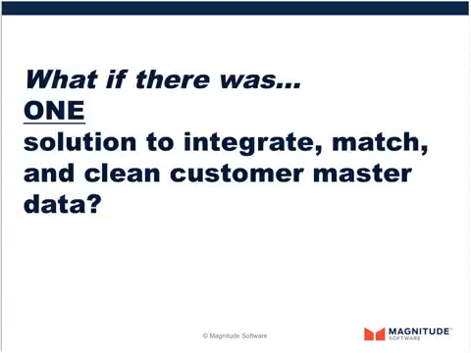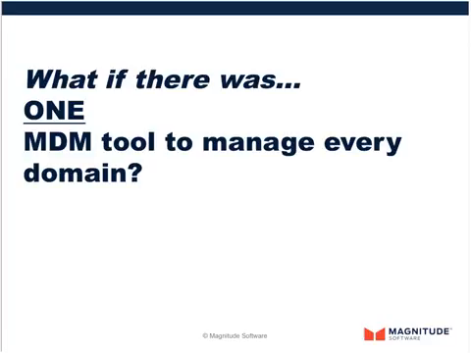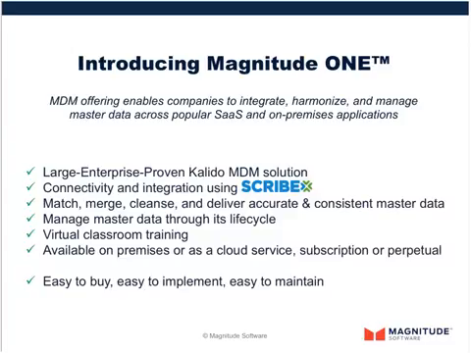So ideally, what we think you want to achieve is one solution to integrate, match, and cleanse your customer master data, one solution so you can manage the stewardship and the governance, and one tool that you can use to manage every data domain as you start with customer and move on. So that is the objective behind a new offering that we've just announced called Magnitude 1. And Magnitude 1 is an MDM offering designed for companies to integrate, harmonize, and manage their master data across those popular SaaS and on-premises applications that are in use, as we talked about earlier.